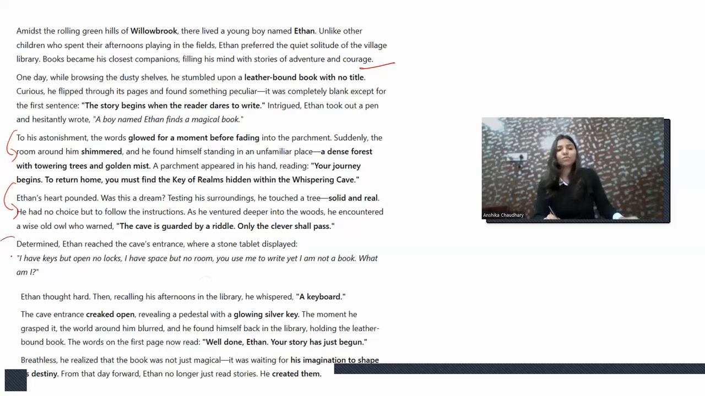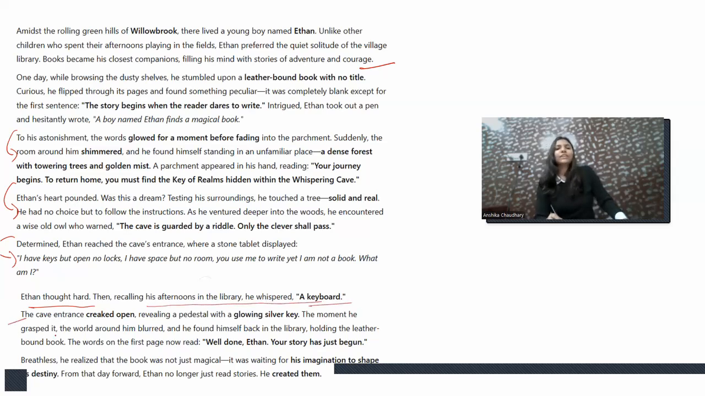Okay, now let's move further. Determined, Ethan reached the cave's entrance where a stone tablet displayed: I have keys but no locks. I have space but no rooms. It is kind of a riddle, right? You use me to write, yet I am not a book. What am I? Okay. Now Ethan thought hard, then recalling his afternoons in the library, he whispered, keyboard.